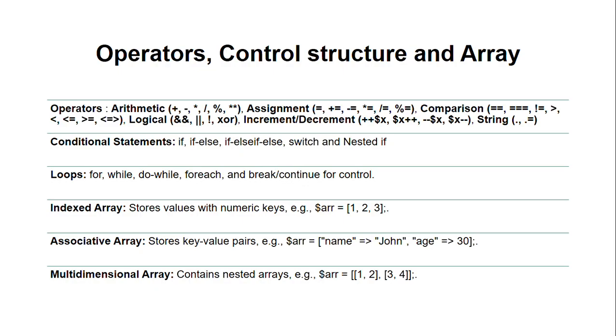Then we have a multi-dimensional array. It contains nested arrays. So here we can see the example, $array is equal to, in square brackets we have specified 1 and 2, and the next element is 3 comma 4. That means it will create an array of size 2 by 2. In the first row it will store 1 comma 2, and in the second row it will store 3 comma 4.